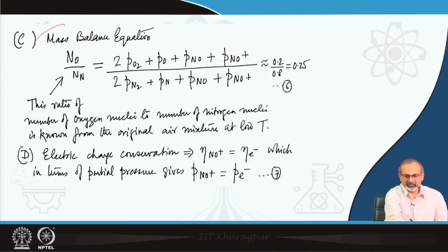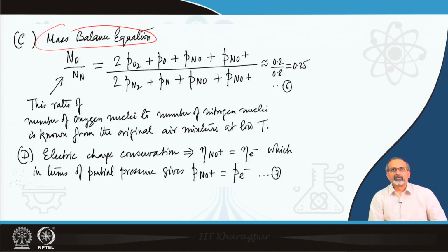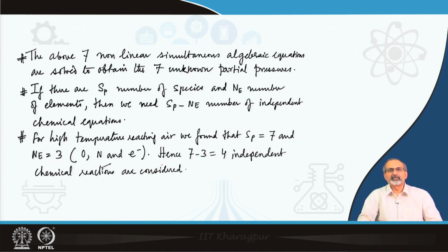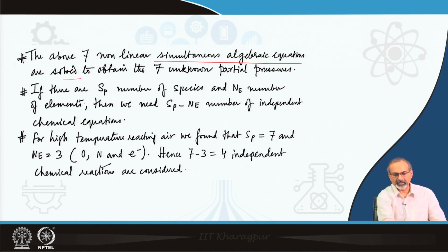The mass balance equation, emphasizing that the number of oxygen and nitrogen nuclei have to be conserved, and then electric charge conservation also has to be ensured, because you have a plasma where charged species are existing. Based on these, the different simultaneous algebraic equations have to be solved to obtain the unknown partial pressures.